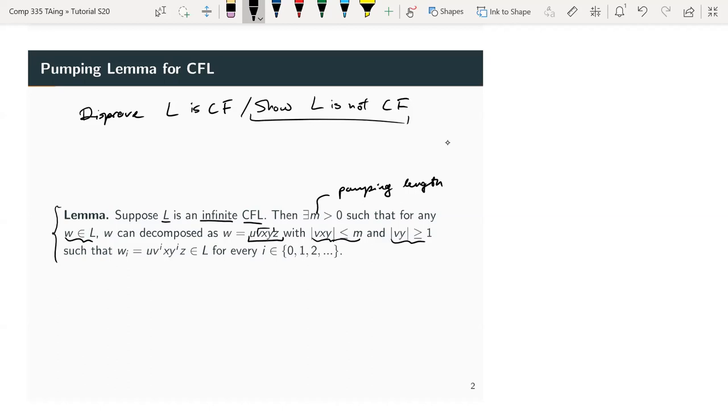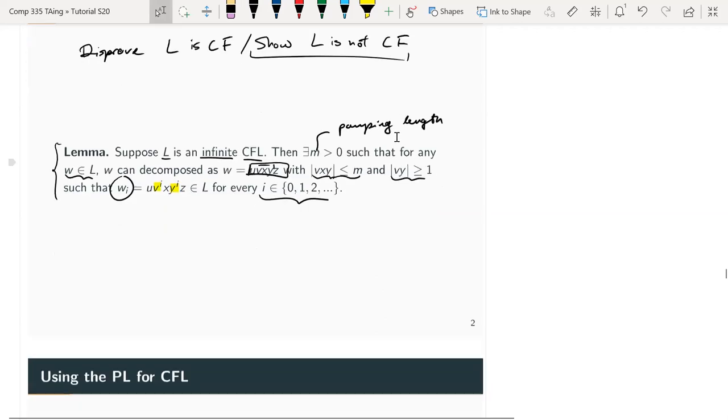So you can decompose any string w in any infinite context-free language L into this form, such that if you pump the string up or down, so if you have w_i, where w_i is u v^i x y^i z, you're going to pump the v and the y i times. And the i is going to be the same, clearly, for the v and the y. So you're pumping up or down both the v and the y together. And for any such pumping, you're going to get that w_i is in L, for every i greater than or equal to zero. So this is what the pumping lemma says. This is just a reminder, so we can look at the problems that follow.